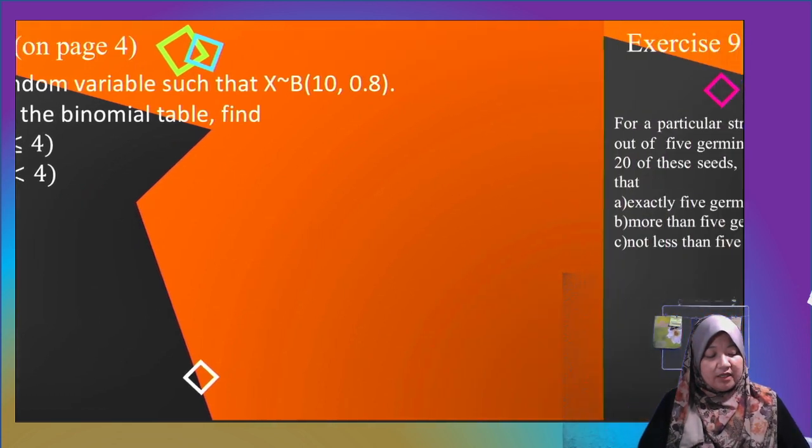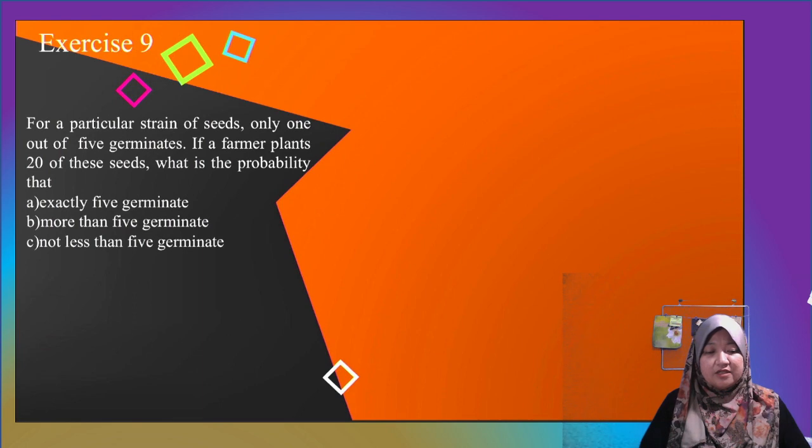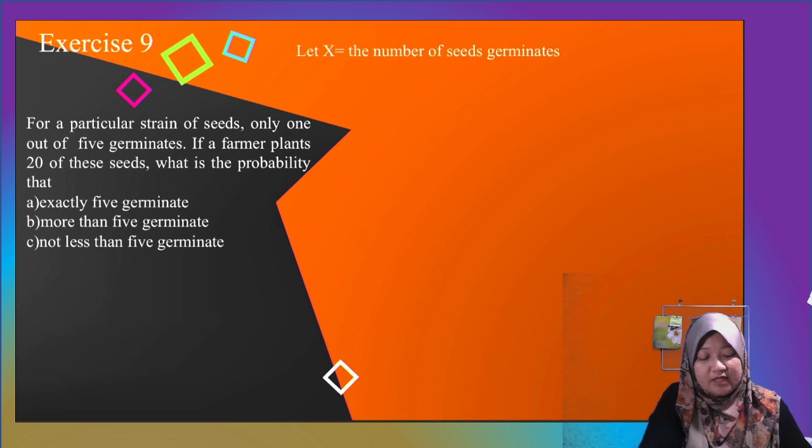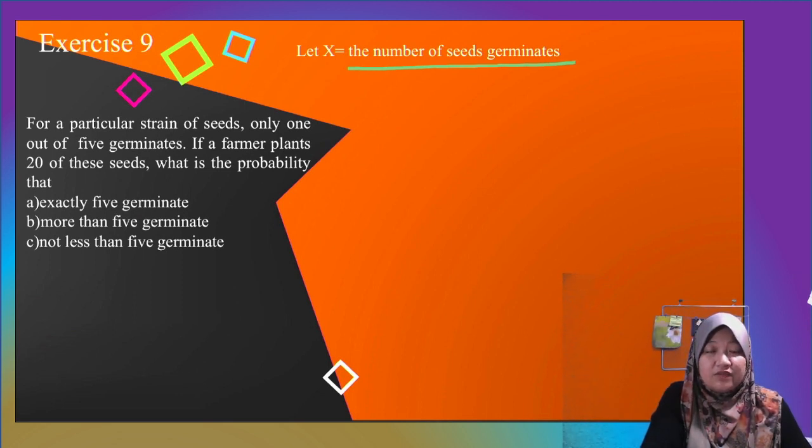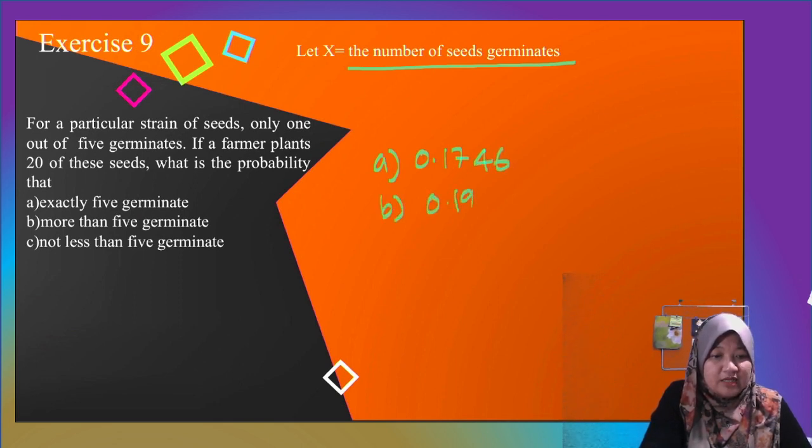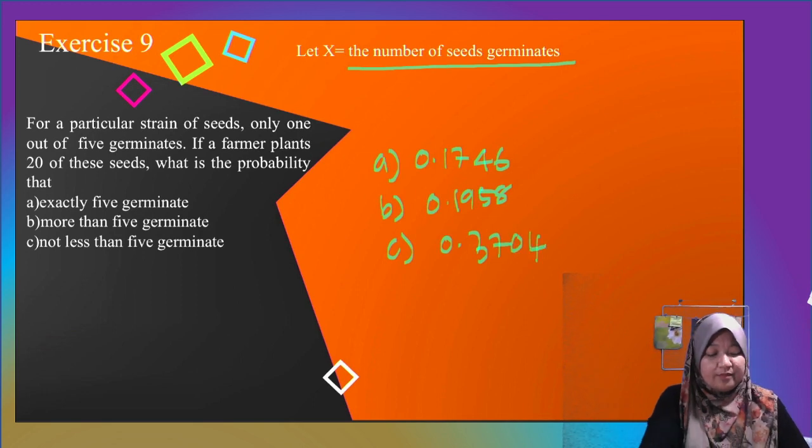Okay. And for this exercise, last exercise, saya nak awak cuba soalan ni dan saya akan bagi jawapan dia. Okay, yang ni kalau awak baca, dia cerita tentang number of seed germinates. So, ini adalah successful event dia. Jadi, saya bagi jawapan ya. Untuk A, jawapan dia adalah 0.1746. Okay, B, jawapan dia 0.1958. Okey, untuk C jawapannya 0.3704. Okey, saya harap awak boleh cuba.